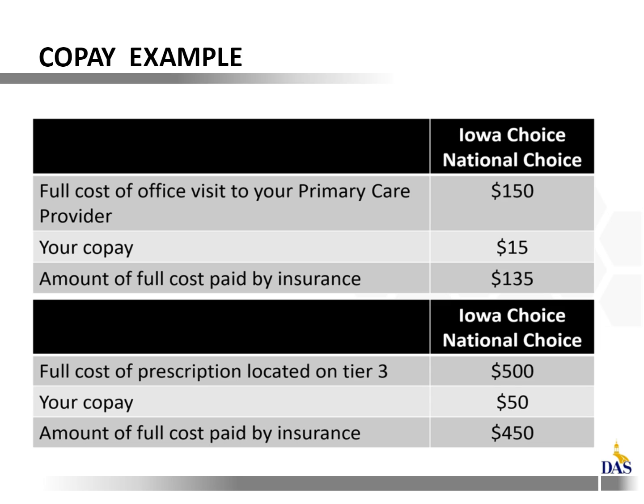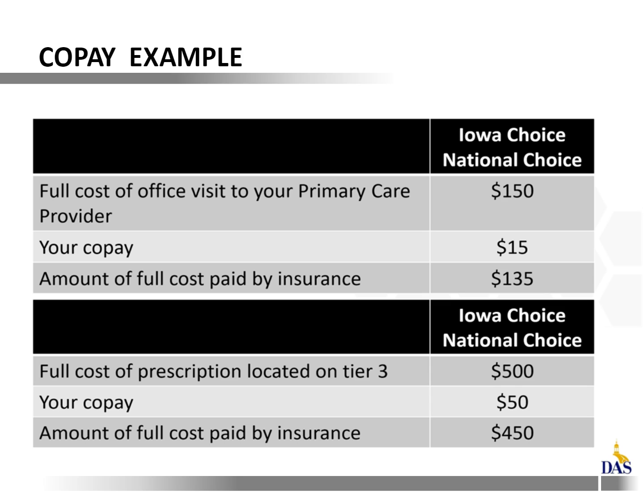Let's look at 2 examples of copays. The first example is an office visit with your primary care provider, or PCP. Both the Iowa Choice and National Choice health options have a $15 copay for the visit. The full charge for the office visit is $150. You pay the $15 copay, and insurance pays $135.